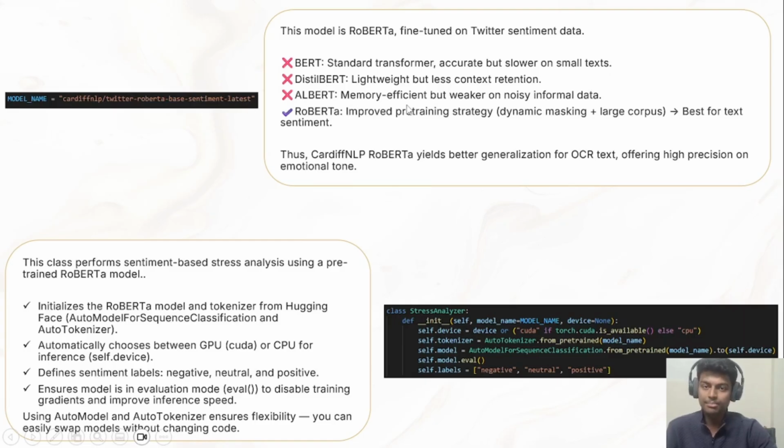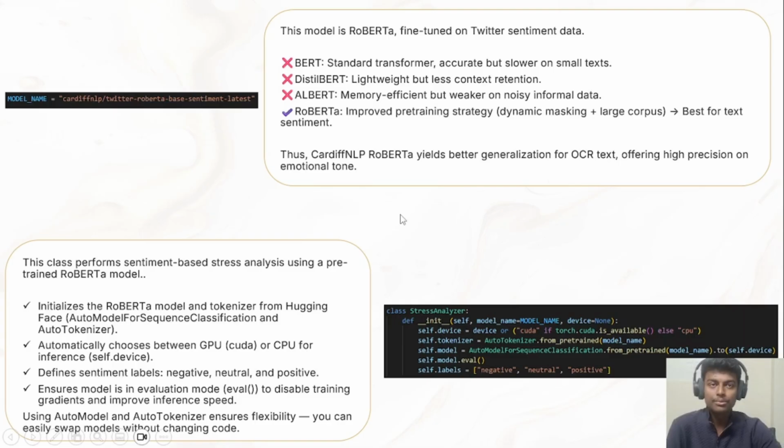ALBERT is memory efficient but weaker on noisy informal data. Like when an answer script is there, informal and noisy data will be there. So at last, RoBERTa, it has an improved pre-training strategy. It uses dynamic masking plus a large corpus, which is the best for text sentiment. Thus, cardiffnlp RoBERTa has better generalization for OCR text, offering high precision on emotional tone.